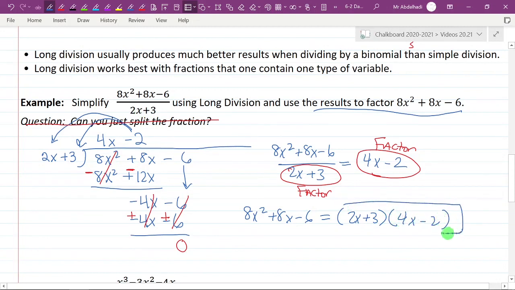You have just factored this polynomial here. Now, I don't want to box that because it's not like an answer to a question, but you see what I'm talking about. You do get a factorization here.